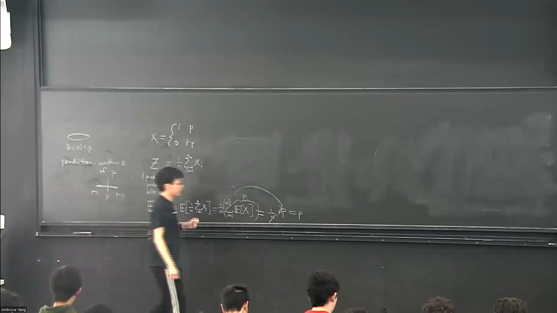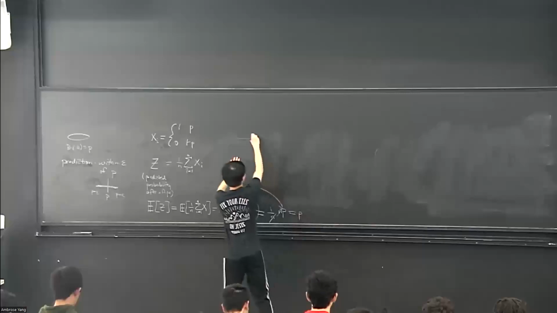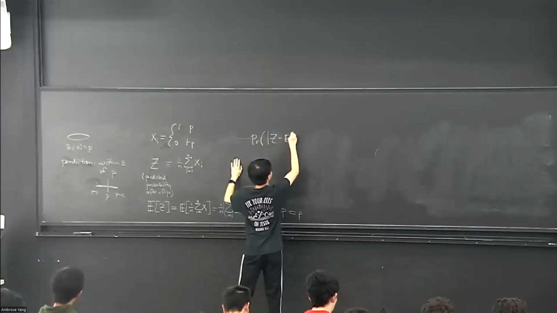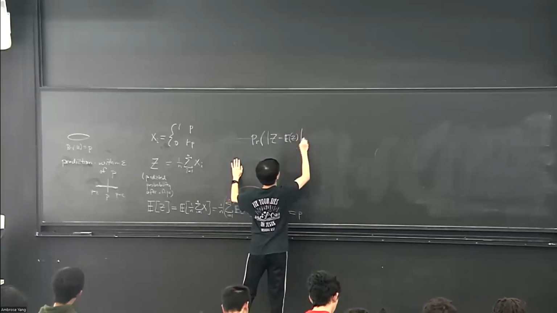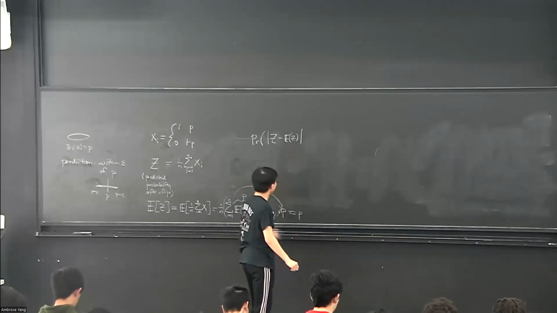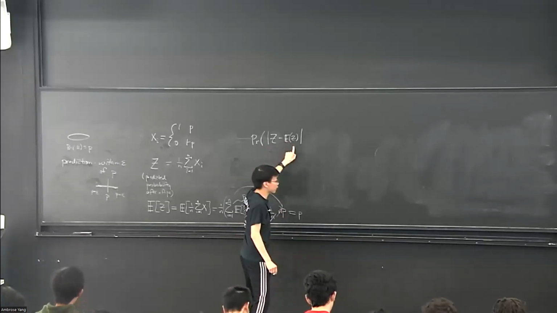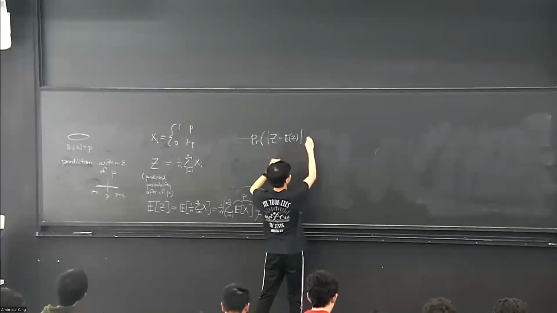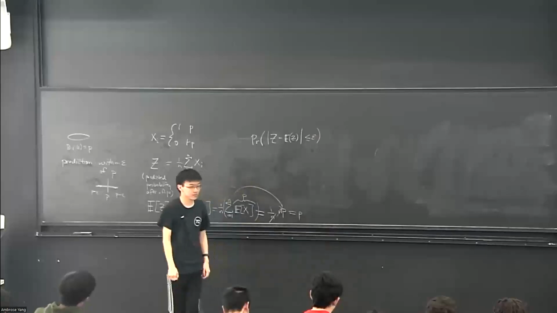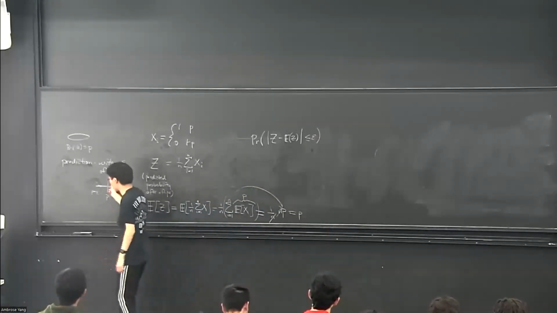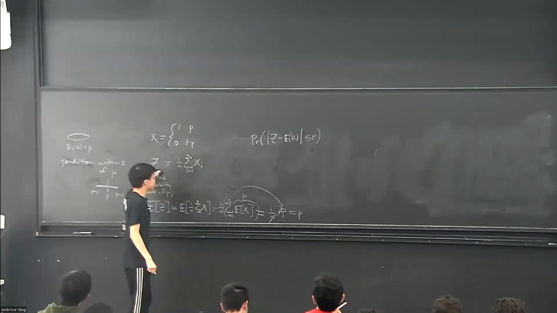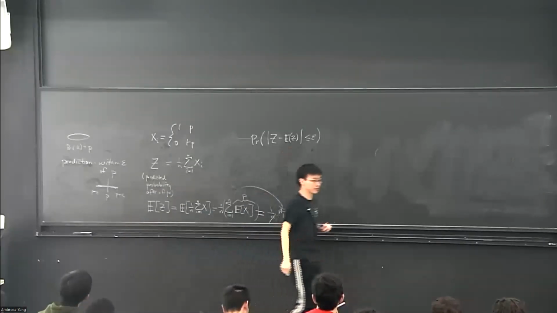What do you now want to bound? You want to bound the probability that Z minus the expected value of Z, your predicted probability minus the true probability, in absolute value, is less than epsilon. Remember, I don't want my prediction to be epsilon off of the true probability.